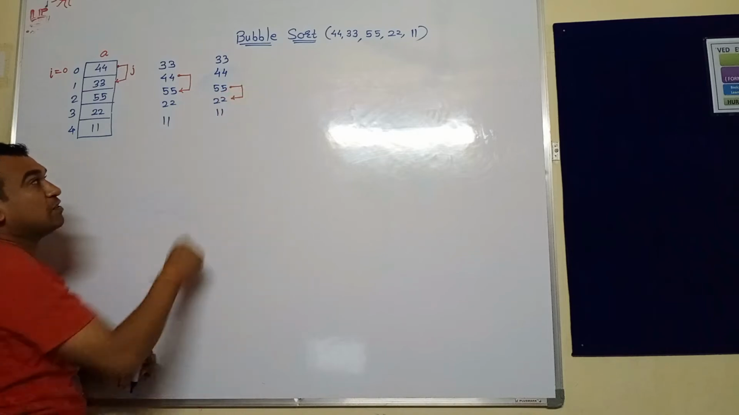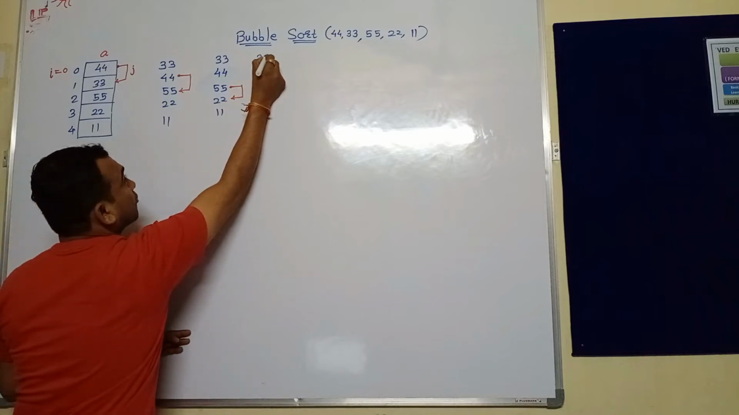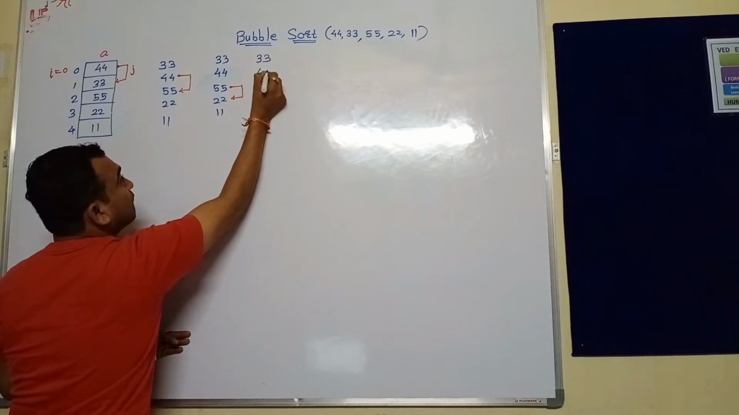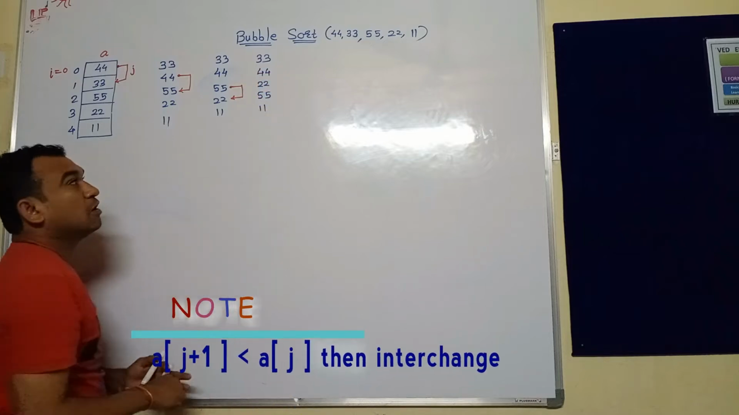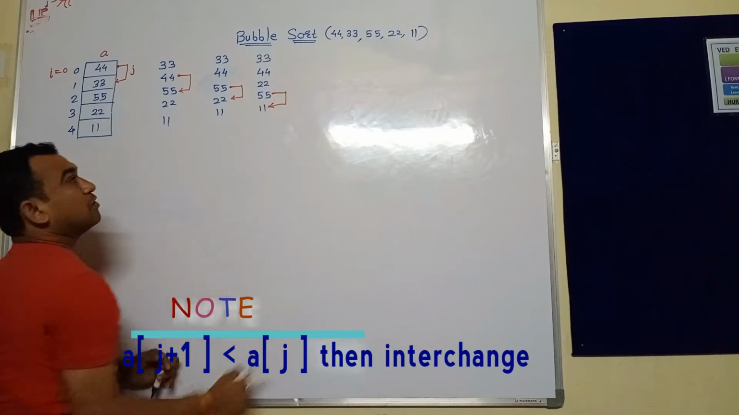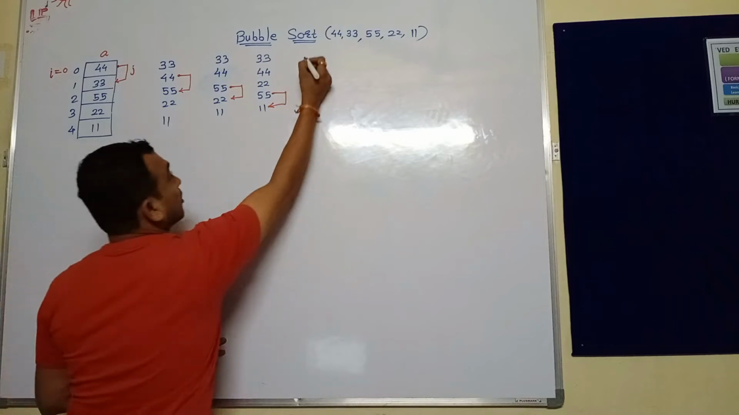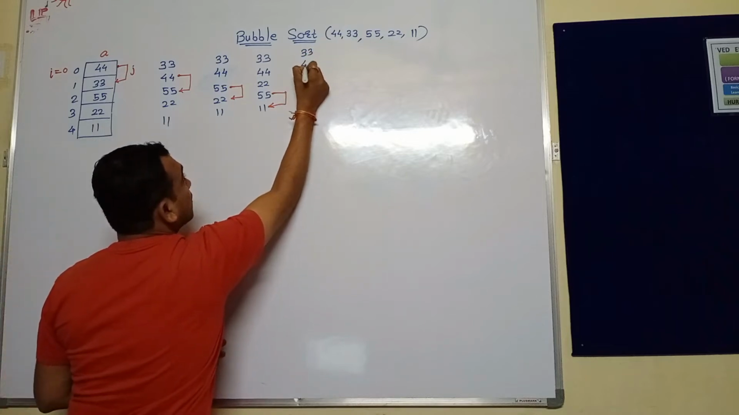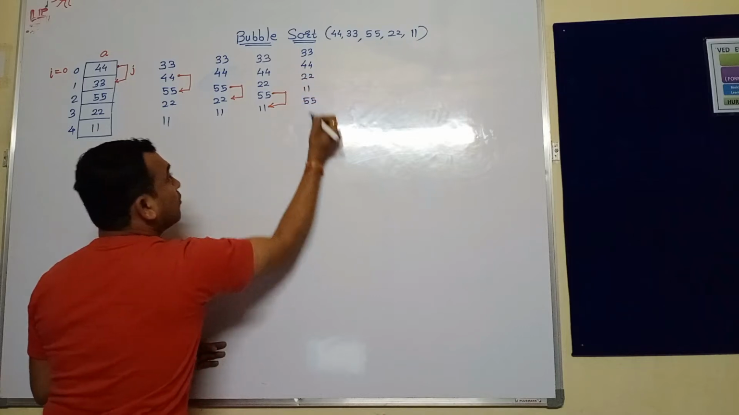Again my inner loop variable j is increased and it reached here. So I will compare with A of j plus 1, and here the interchange is possible. So it is 33, 44, 22, 55, 11. Again j is increased, it reaches this index, and I will compare with A of j plus 1. Here again the interchange is possible. So 33, 44, 22, 11, 55.